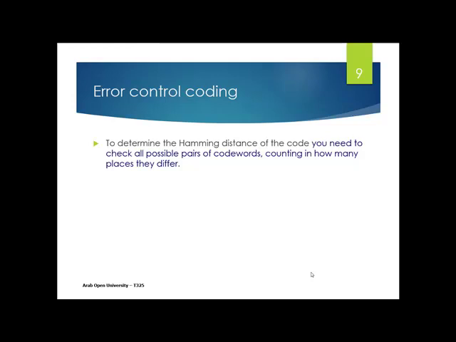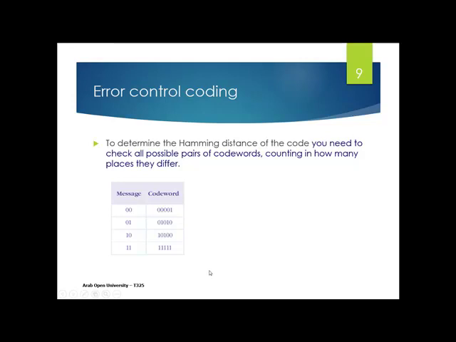In order to determine the Hamming distance, and as I said before, it is the minimum number of places separating two different code words. So I have to check all possible pairs of code words, and for each pair I will check the differences between these two code words. Let's take an example. Let's consider this code where the code table states for each message the corresponding code word. So the message 00 has the code word 00001, 01 has this code word, 10 has another code word, and 11 has this code word.